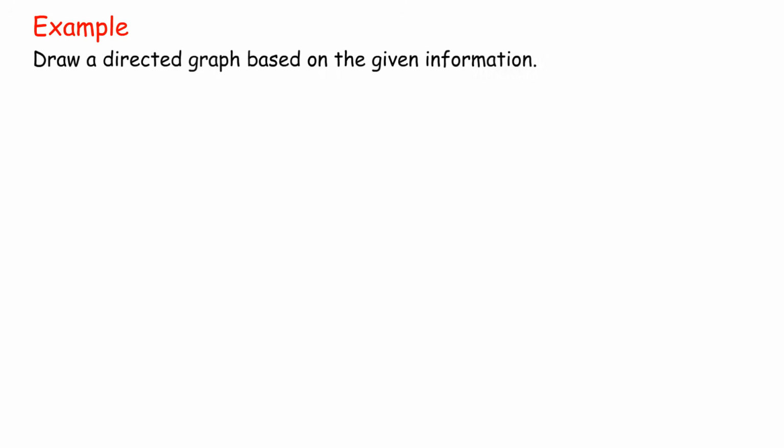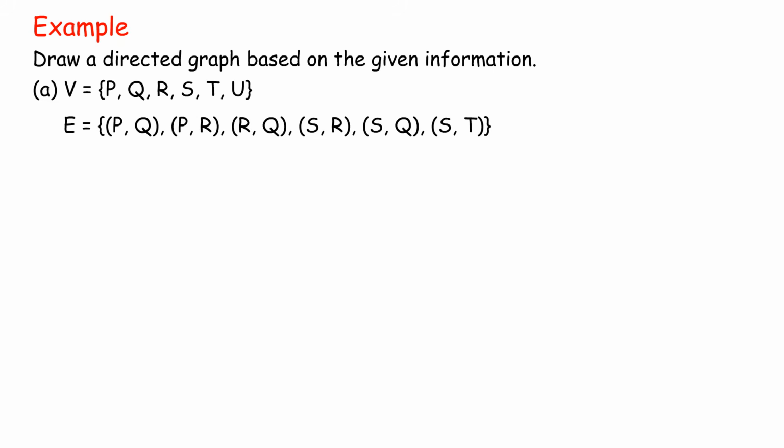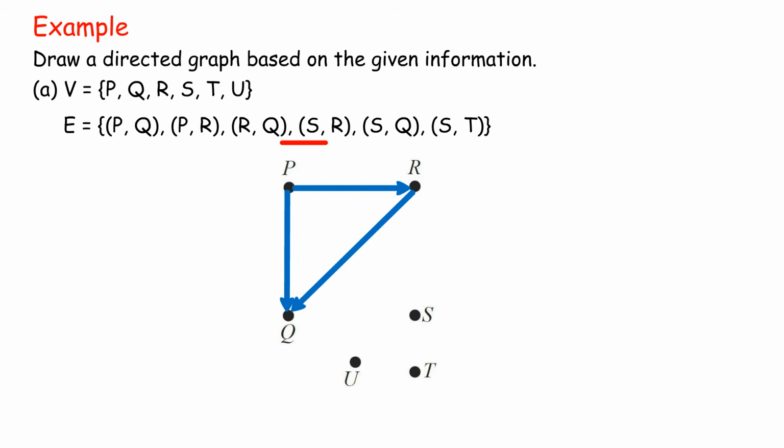Example: draw a directed graph based on the given information. A, V equals {P, Q, R, S, T, U}. E equals {PQ, PR, RQ, SR, SQ, ST}. A, vertex pair, direction: PQ, P to Q; PR, P to R; RQ, R to Q; SR, S to R; SQ, S to Q; ST, S to T.